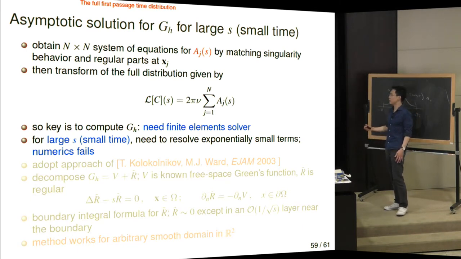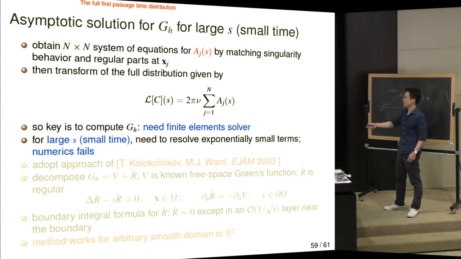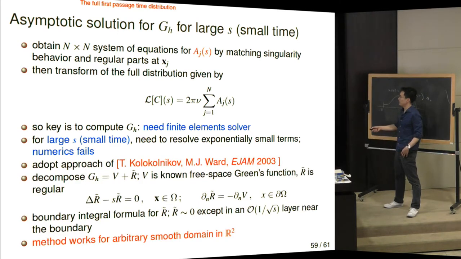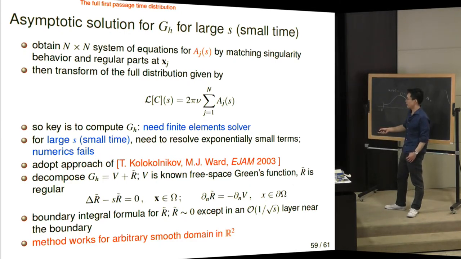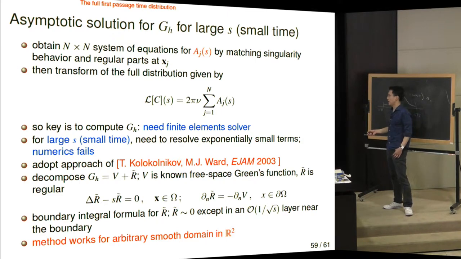For arbitrary S, we would need a finite element solver. The special regime where you can look at it analytically is for large S, or small time. In this case, you actually have to resolve exponentially small terms, which is where numerics is not so great. Theo and Michael did this problem a while back. You decompose this G into a regular part and a singular part, where V is the Bessel function, the free space Green's function. You do a boundary integral formula for the regular part and a boundary layer expansion, and this works for any arbitrary smooth domain in R2. From here, you can do this whole thing analytically, modulo the inverse Laplace transform, which you have to do numerically.